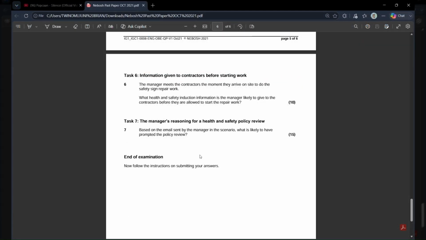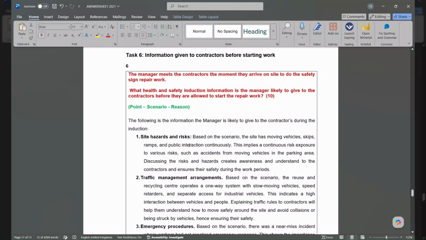Question number 6 talks about information given to contractors before starting work. The manager meets the contractors the moment they arrive on site to do the safety sign repair work. The question goes as, what health and safety induction information is the manager likely to give to the contractors before they are allowed to start the repair work? And it goes for 10 marks. To answer this question, we are going to use the point, scenario, reason, golden tip.